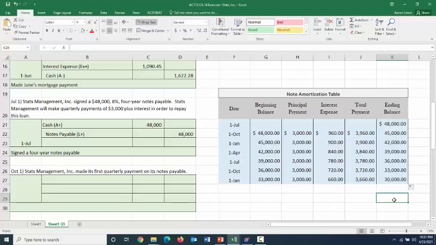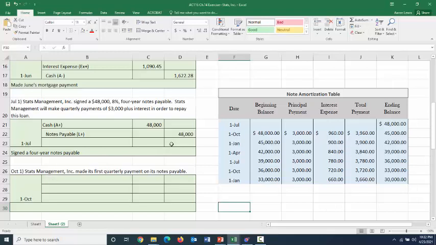If I went through and I did this for each quarterly payment for the next 4 years, I would get to a point where our ending balance is zero, but again, that's going to be a whole lot of lines. The reason we're doing it in this example is just so we have information on how to fill in our journal entry. So let's go back to what we started here, that on October 1st, we're making our first quarterly payment on this notes payable. Well, our information tells us that we are paying $3,000 towards principal and $960 towards interest.